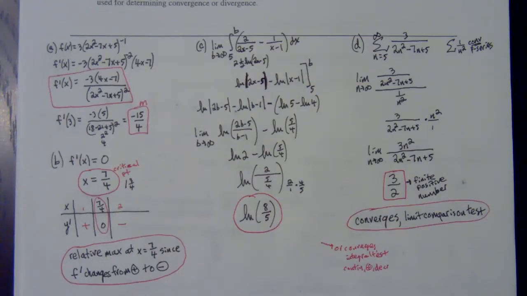I think we're going to like this problem. Part A just says find the slope of the tangent line. So that's just going to be your derivative, right?